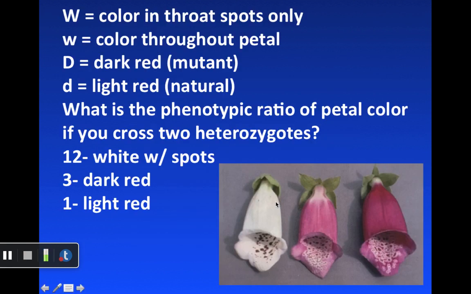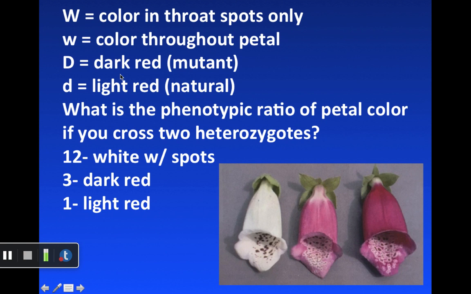So let's set up a situation where we're looking at the control of the color of the petals of these flowers. So again, under the control of two different genes, W and D. And first of all, if you have a dominant W, that's going to produce flowers that have coloration only in the throat spots. It won't produce any coloration in the petals. You end up with a white flower. On the other hand, if you have a small or recessive w, then that will allow coloration to be produced throughout the petal. Okay. What controls whether it's light red or dark red?